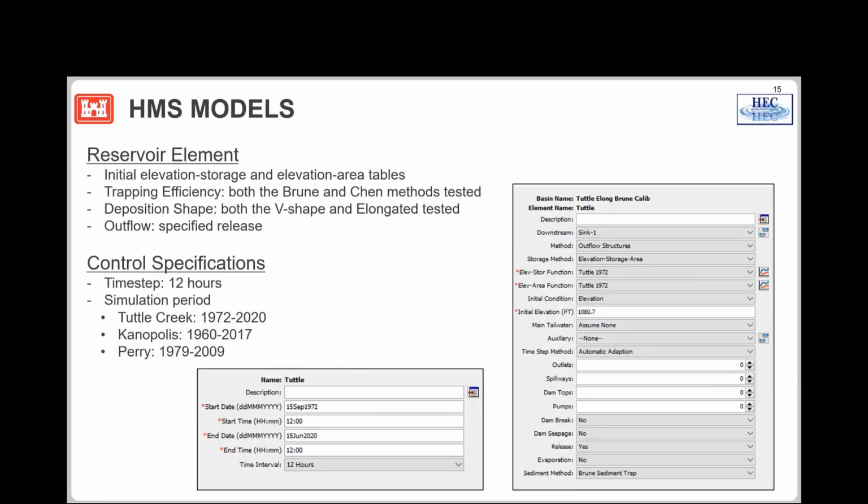For the reservoir element, we had 4 main parameters to enter. First was the initial elevation storage and elevation area tables, which were obtained from bathymetric surveys. For the lake trapping efficiency, we tested both the BRUNE and CHEN methods, but there wasn't a huge difference between the 2 results. For the deposition shape, we tested both the V-shape and elongated taper methods, and I'll talk more about those results later. And for outflow from the dam, we used a time series specified release, and that was obtained from water management records. We used a time step of 12 hours and a fairly long simulation period, up to 60 years for Kanopolis.